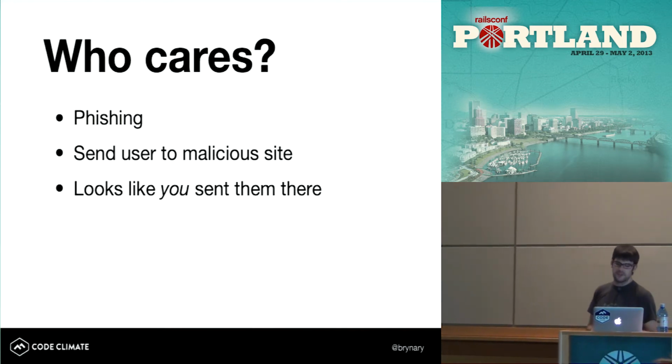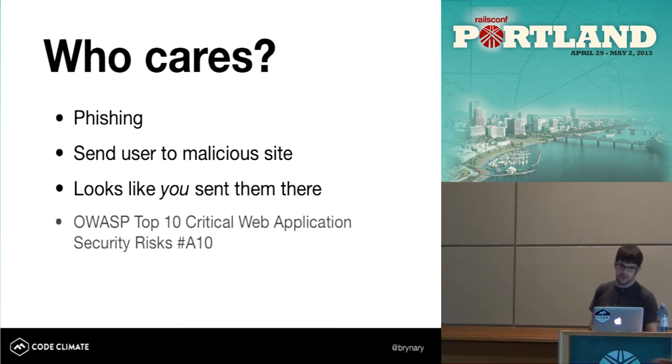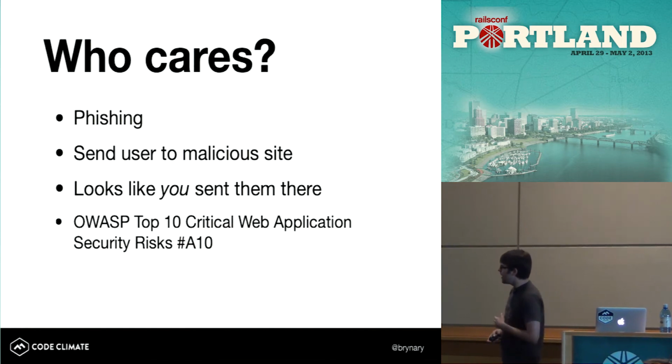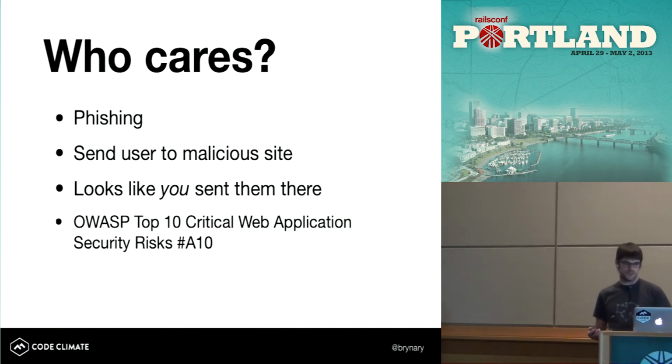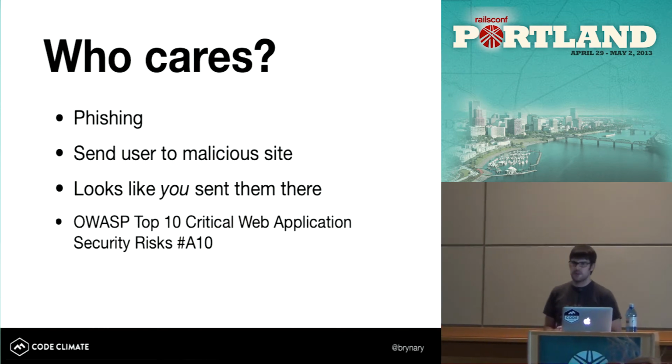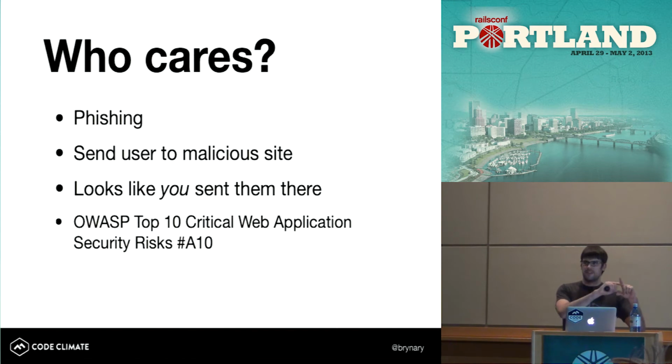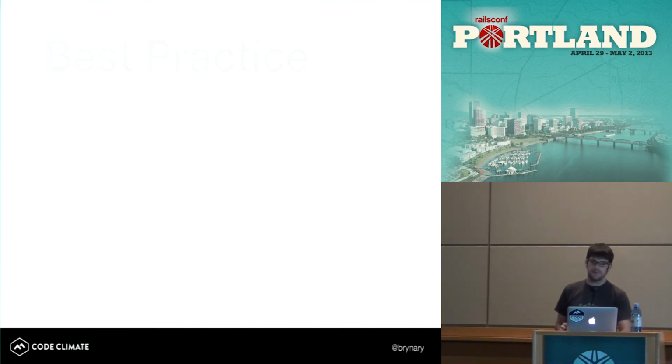So if you send someone to a malicious site inadvertently, it looks like you sent them there. You incur all the reputation damage. And unprotected redirects are actually significant enough that they've made their way into the OWASP top 10 critical web application security risks for just these reasons. There's some other nasty stuff you can do as well, like cross-site scripting via the page that gets generated that says we're going to redirect you to this, and that link could have cross-site scripting in it. All sorts of gnarly stuff.